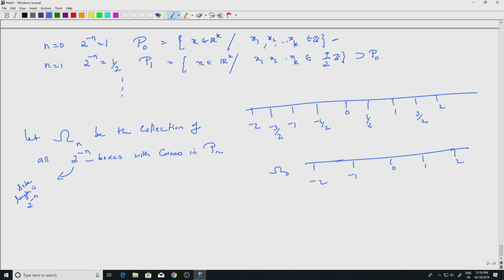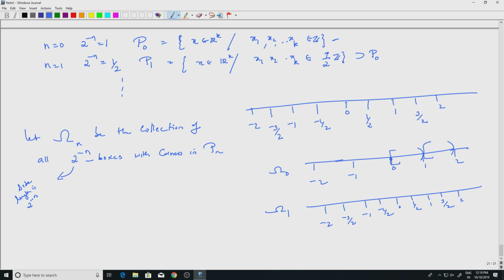So, we have 0, 1, 2, minus 1, minus 2, etc. This is P0. So, the box with corner at 0 of side length 1, that is this interval. A box at corner 1 and side length 1, that is this, etc. So, this partitions the real line into intervals. Well, what will be omega 1? First of all, corners are at P1, which means you divide all of them by 2. So, you will get minus 2, minus 3 by 2, minus 1, minus half, 0, half, 1, 3 by 2 and 2 and so on.